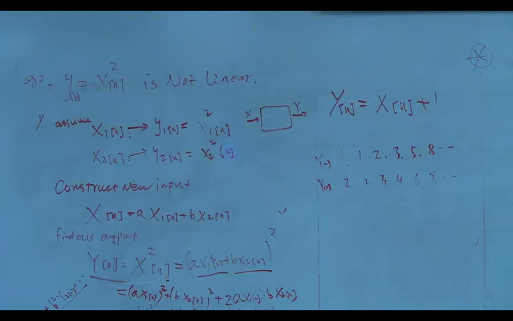You need to construct a new input, which equals a times x1 plus b times x2. For x1, you get this y1, for x2, you get y2, right? You don't need this. This is your new input. Then you need to find the new output. So y1 must be here, with parentheses, and y2 is here also like this. And this yn equals xn plus 1, that is good.